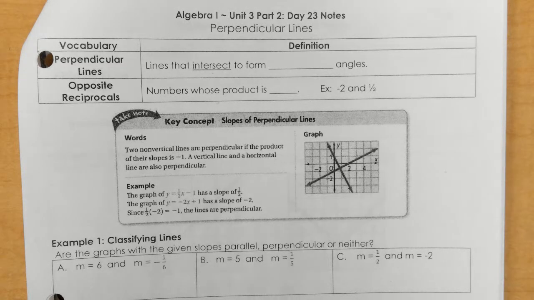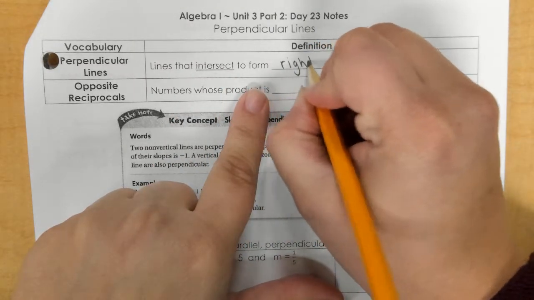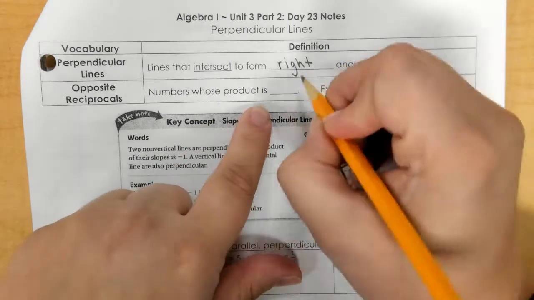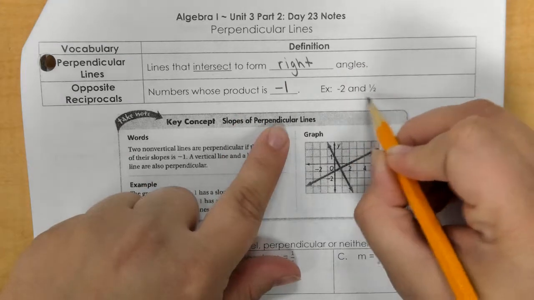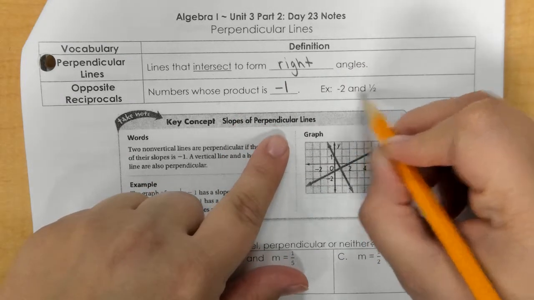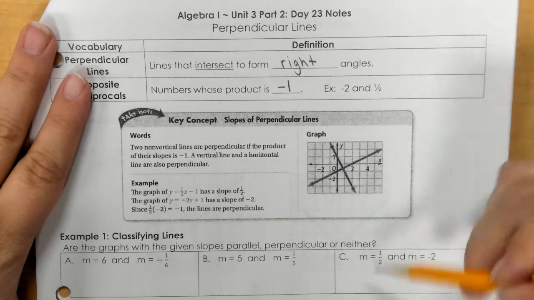For day 23, perpendicular lines, these are lines that intersect to form right angles. For the opposite reciprocals, their product is -1, and as you can see right here, I gave you a couple examples, the -2 and the 1/2. And the idea is that if you were to multiply these two numbers together, you get -1. Okay, and then we'll practice that down here.